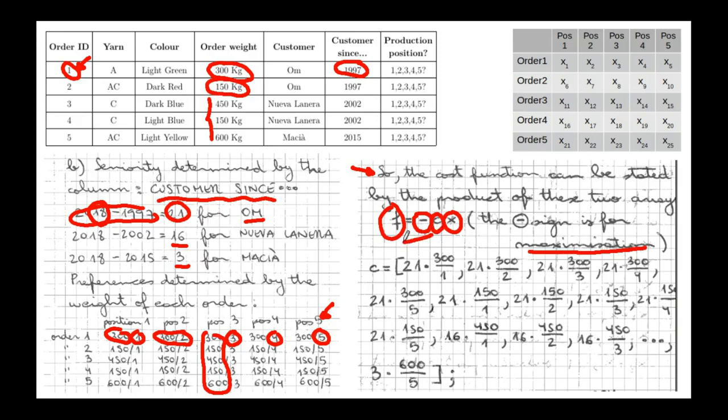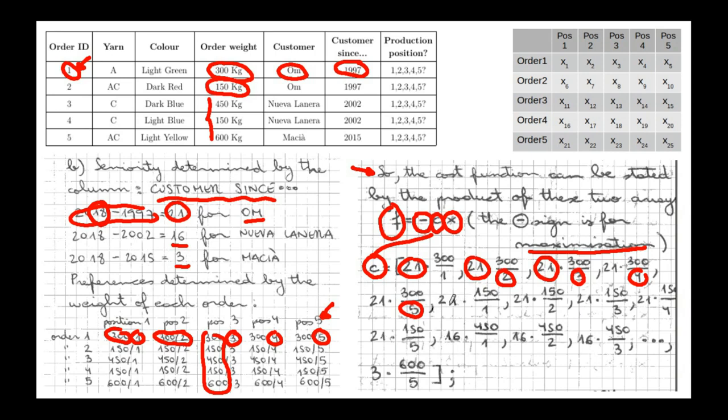So what about C? C can be built as follows. Can you see here? This is the seniority for the first customer. That's the seniority of the first customer. Then 300/1 is the weight, depending on the weight and the position. Then the same, absolutely the same seniority goes for the same order, number 1, but on the second position. Then the same seniority for order number 1 on the third position, on the fourth, and on the fifth position.